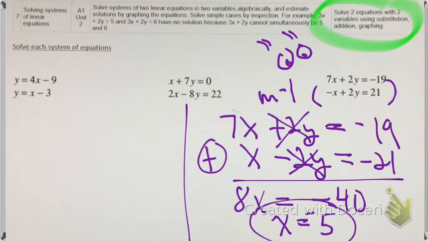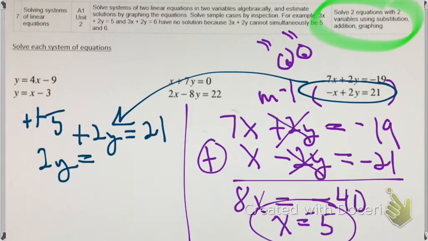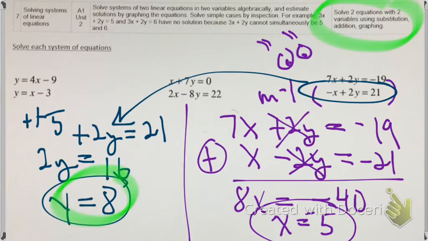And now, to find y, I got to go back and do the whole sub thing again. That means if I use the negative 5, so if I go over here with this equation, I'm going to use, in this case, the second equation. I'm going to sub in there. So if I use minus negative 5, that's the same as positive 5, plus 2y equals 21. Well, I subtract 5 from both sides, I get 2y equals 16. Therefore, y equals 8. All right, and once again, I've got another solution to a problem.